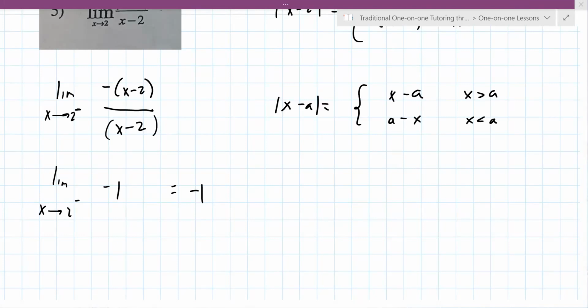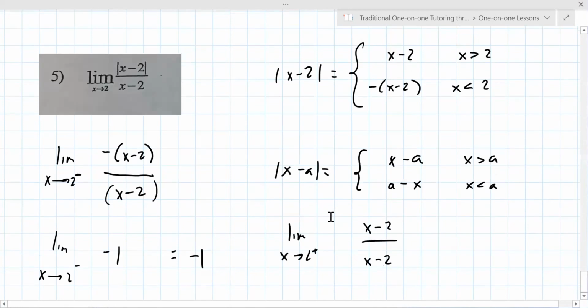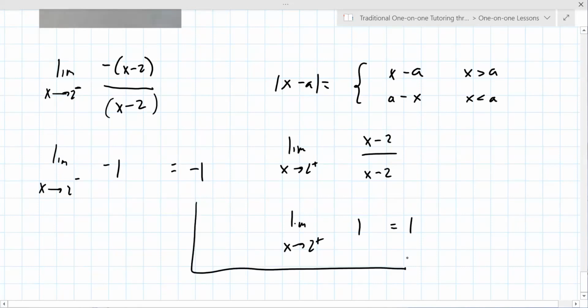Now from the right, the limit as x approaches 2 from the right is x minus 2 over x minus 2. So I'm grabbing this other one, this top one. Yeah, it just becomes 1. So if they don't match, it's like does not exist, right? Exactly. And this is how you have to do it. DNE.